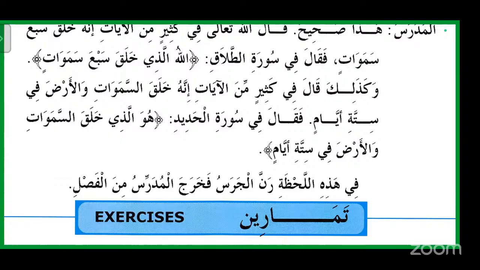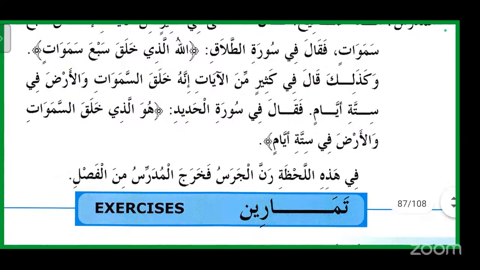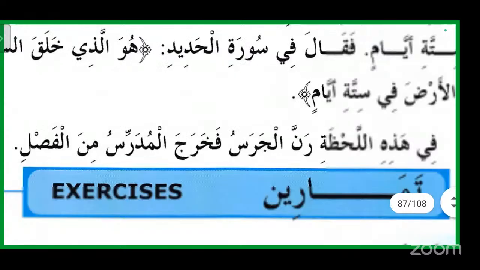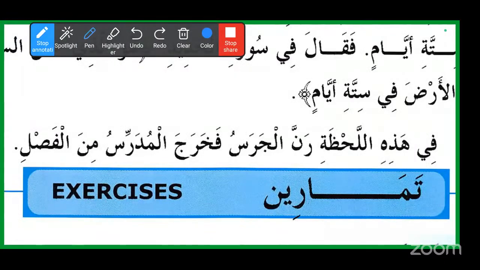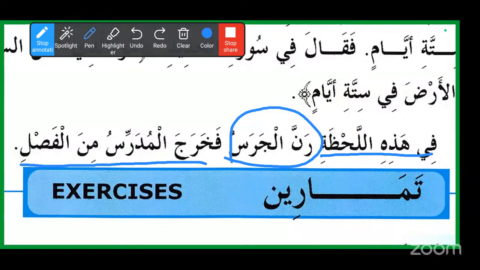6 أيام. في هذه اللحظة, at that moment, رن الجرس, the bell rang. فخرج المدرس من الفصل.